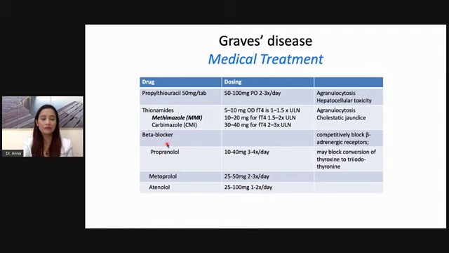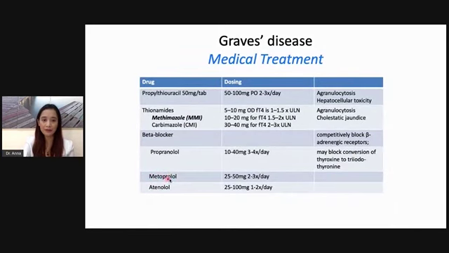Beta blockers, usually we give these for the adrenergic effects of hyperthyroidism. Propranolol is usually the most popular one for hyperthyroidism because at very high doses, it may block the peripheral conversion of T4 to T3. So in patients with thyroid storm, we give very high doses of propranolol in order to block this as well.